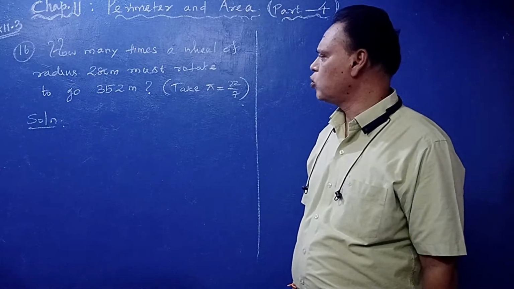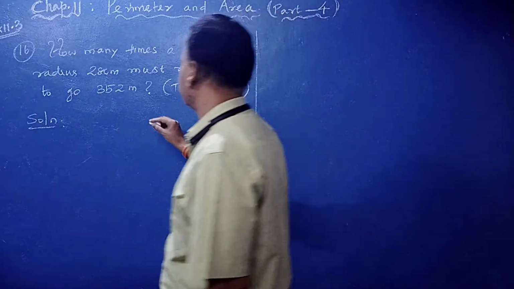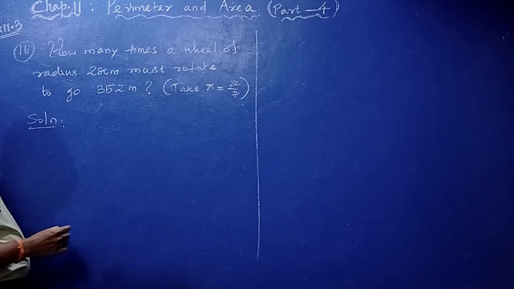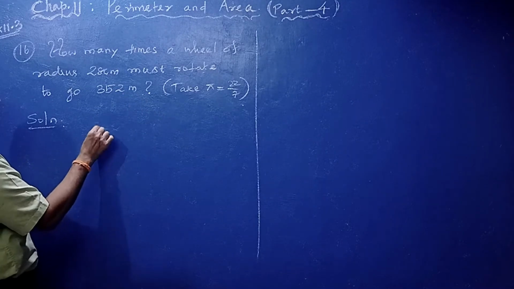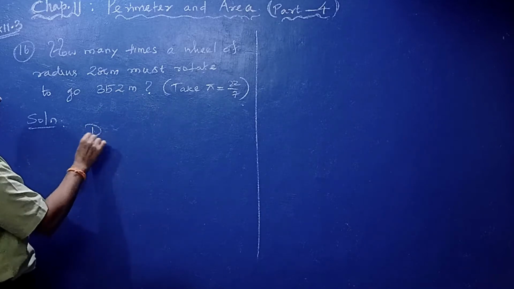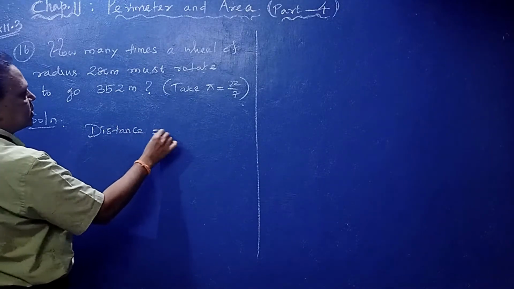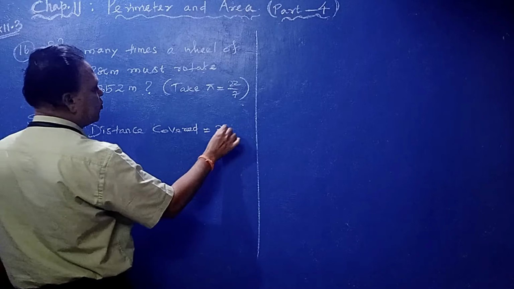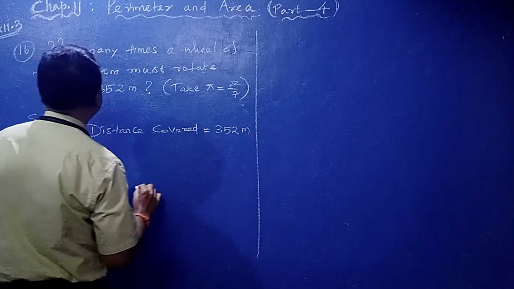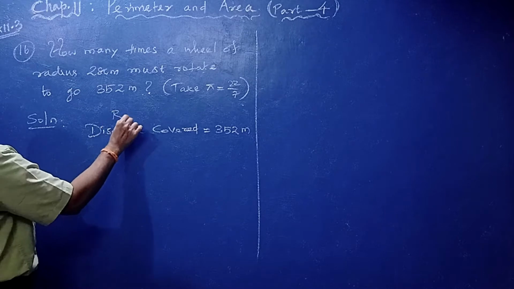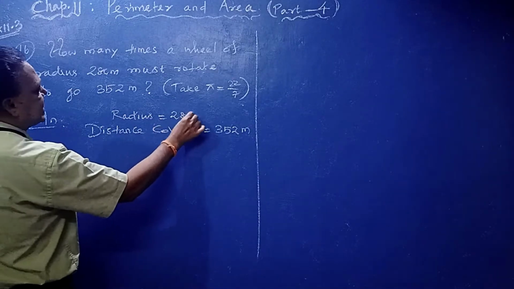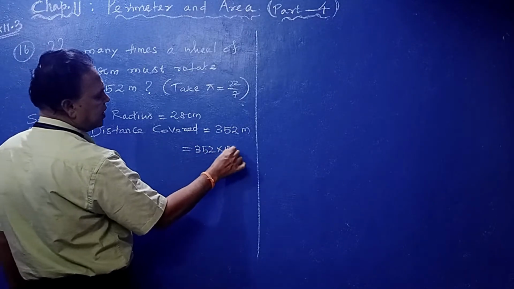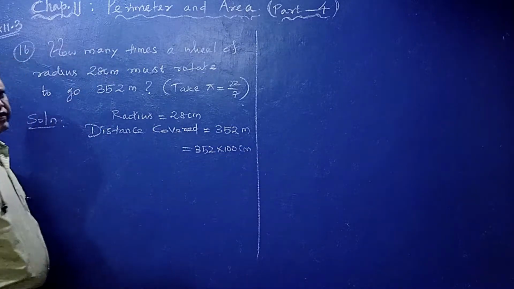So what you have to do is, the distance is given: 352 meter. Distance covered equal to 352 meter. What is the radius? The radius is given as 28 centimeters. Since this one is given in centimeters, better you change this one also into centimeters, 352 into 100 centimeter. So this is the total distance covered.